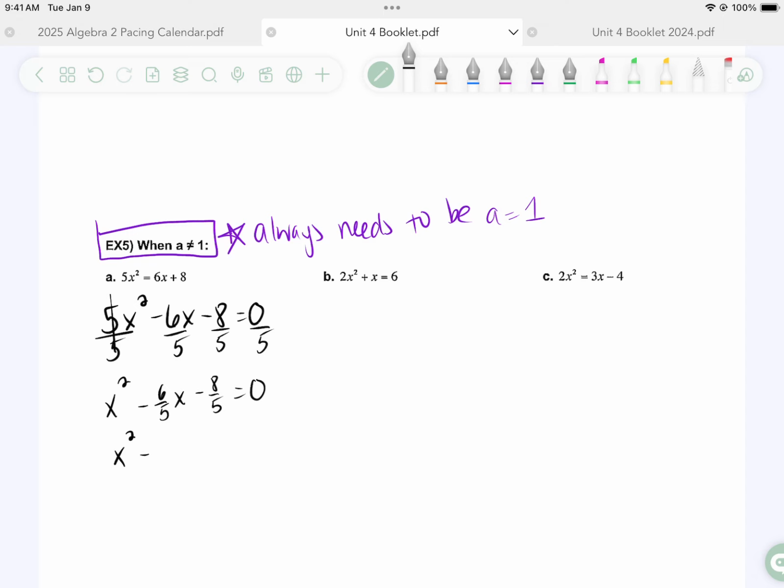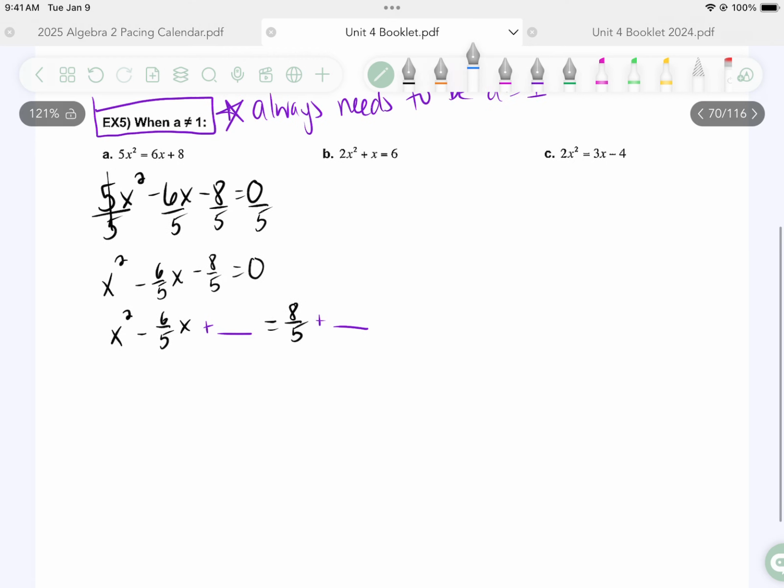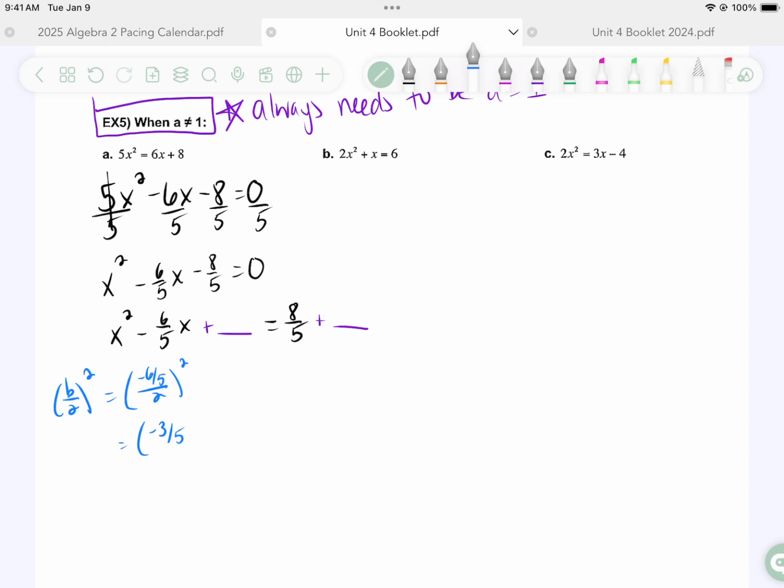So we're going to go ahead and complete the square by moving that constant to the other side. I like to fill in my little blanks here to remind me that I need to find the term that will allow me to complete the square. So this is where your b over 2 squared value comes into play. So negative 6/5 divided by 2. Use a calculator. That's negative 3/5. And then square it, which gives you 9 over 25.